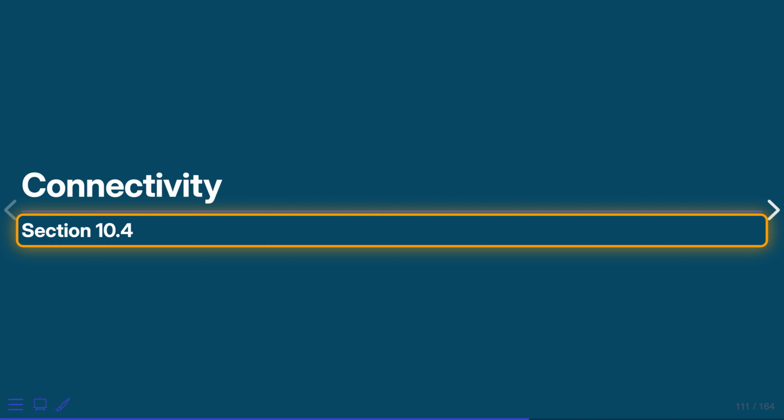We now begin section 10.4 on connectivity. It asks a simple question. Can we travel from one vertex to another along the edges of a graph?